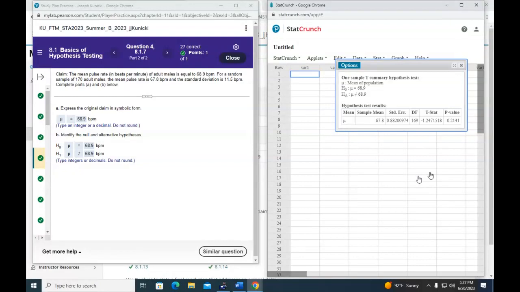In other words, this is close enough to the claim that we can't reject the null. We don't have sufficient evidence to reject the null. That's what we would say. So if you follow along, we might as well do that. Does the original claim contain equality? Yes. Do you reject H0? No. So the decision of the final conclusion would be the bottom box. There is not sufficient evidence to warrant rejection of the claim that the mean pulse rate is 68.9. That's how we would answer that.